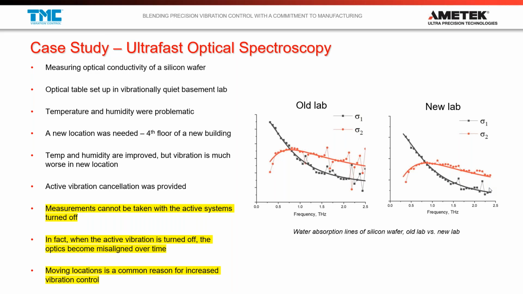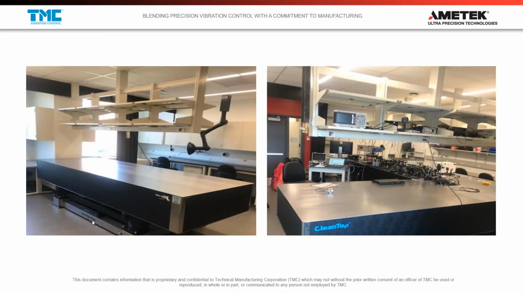But in the new lab, the systems were mounted on active cancellation systems. These are photos of the new tables. They actually couldn't take any useful data when the active cancellation systems were turned off. The floor vibration was so bad. Furthermore, they didn't want to, because the floor vibration in the new lab would cause misalignments of the components. So it was so bad there that you really needed this active control.